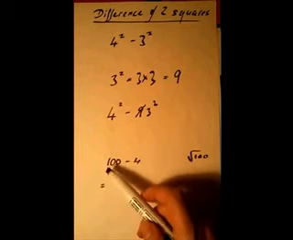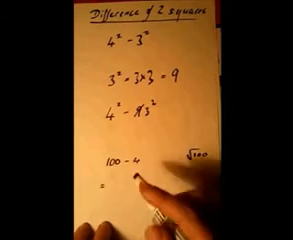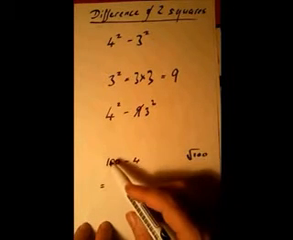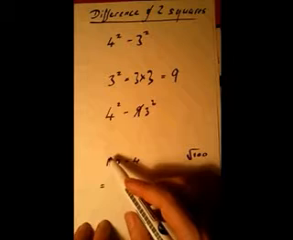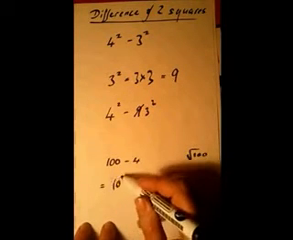Take this expression here, 100 minus 4. If we want to make that into a difference of two squares, we've got to do some changes, right? So we've got to change 100 to a square. So most of you probably know that 100 is the same as 10 squared.